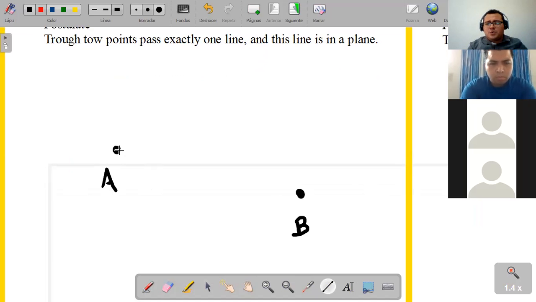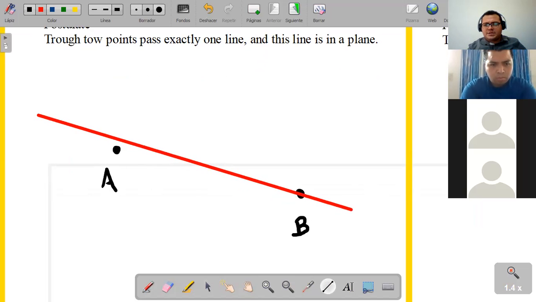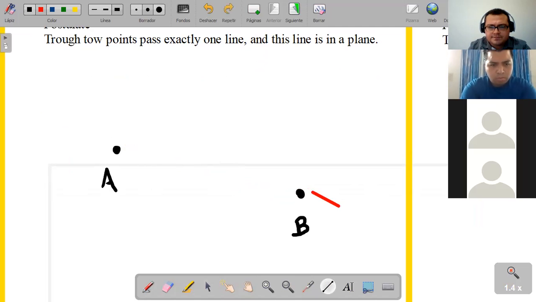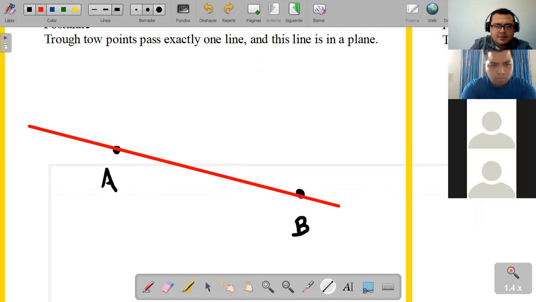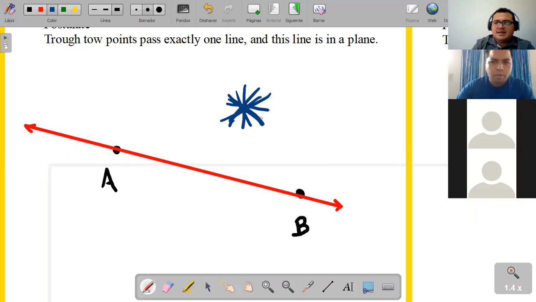Is it possible that I draw another line that passes through those points? There is just one line that will pass through those points. Is it possible to pass another one? No. If I ask you how many lines pass through 1 point? Many. Infinite. As many as you want.